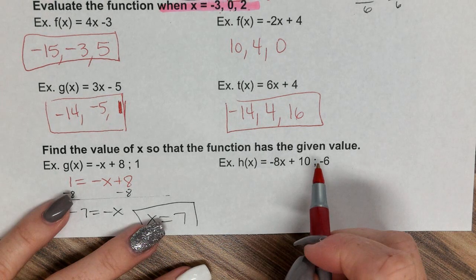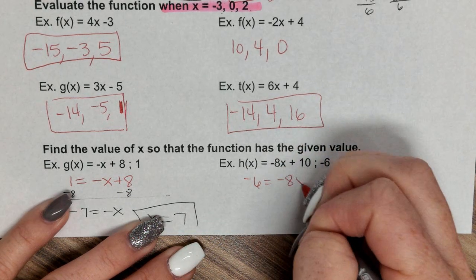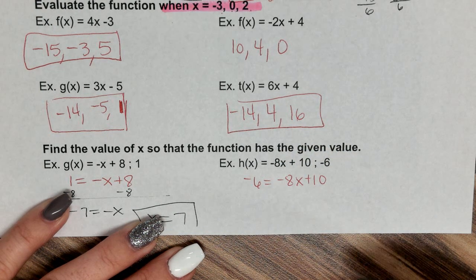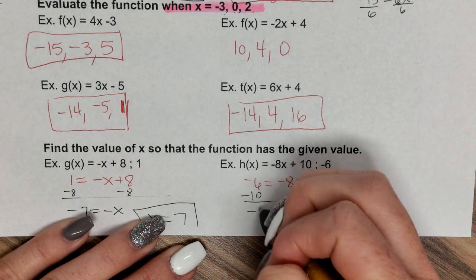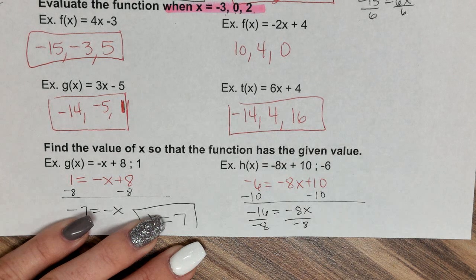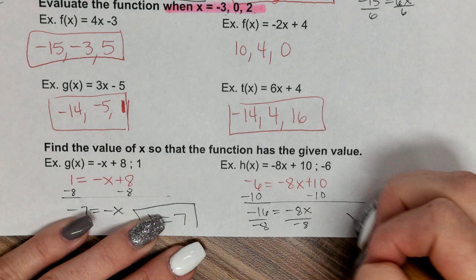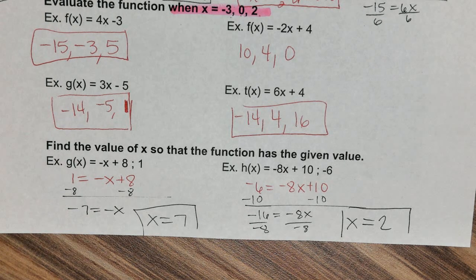Okay, for this one, I'm going to plug negative 6 in for the function. So negative 6 equals negative 8x plus 10. I would solve this by subtracting 10. I'm left with negative 16 equals negative 8x. I would divide both sides by negative 8, and x would be positive 2. Okay, any questions on that?